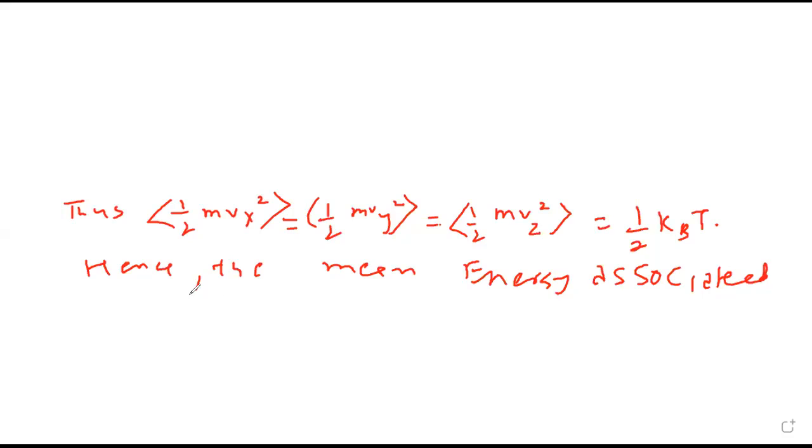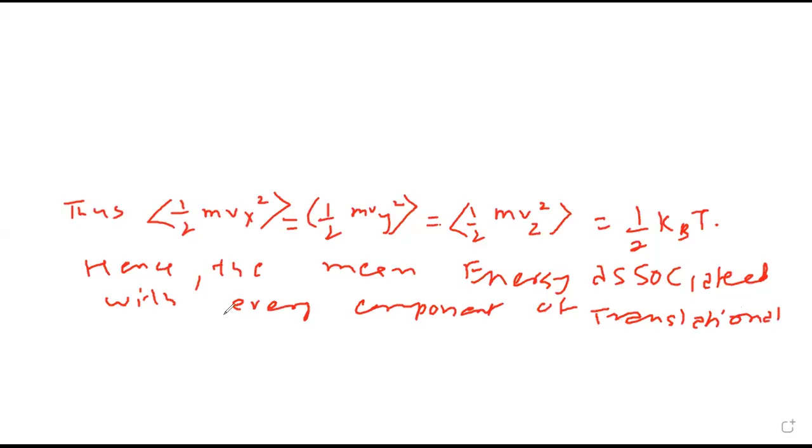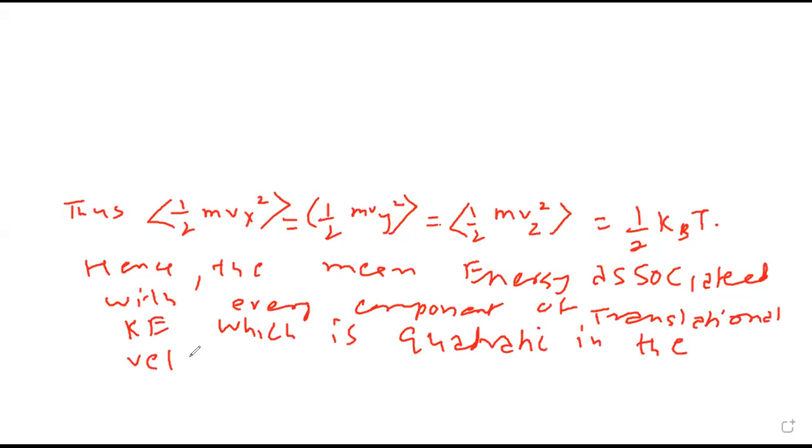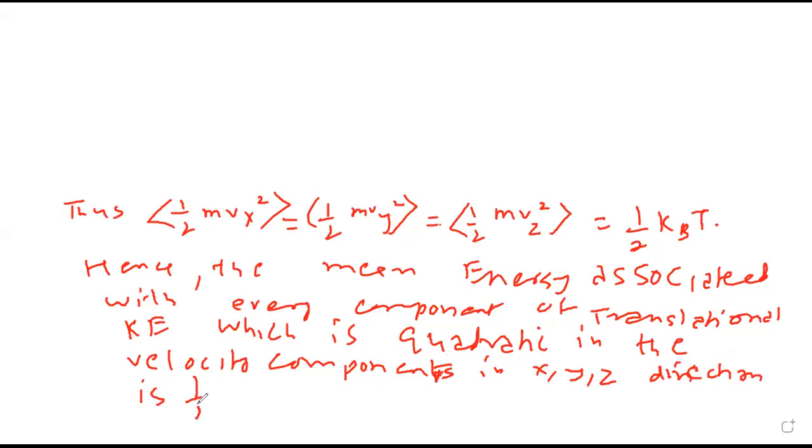Hence the mean energy associated with every component of translational kinetic energy, which is quadratic in the velocity components in x, y, z direction, is half kBT.